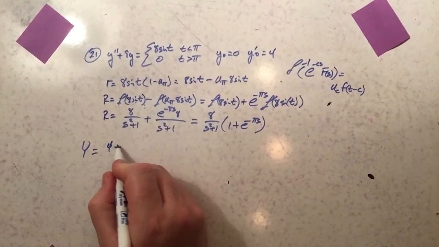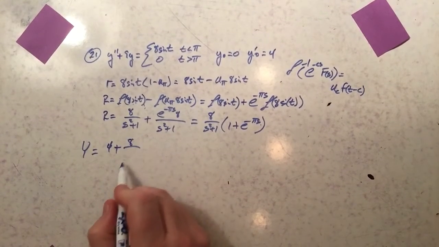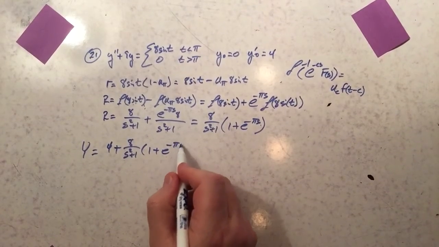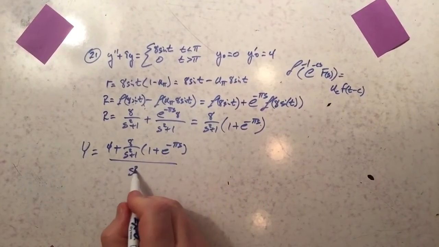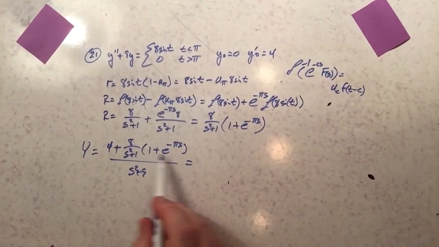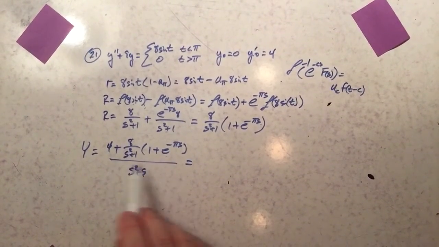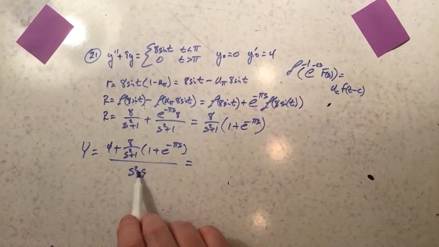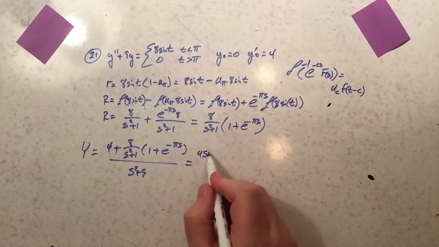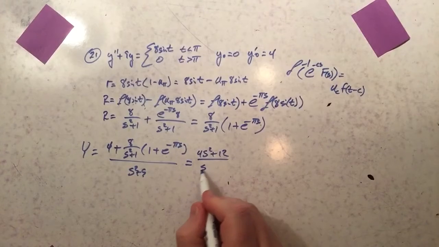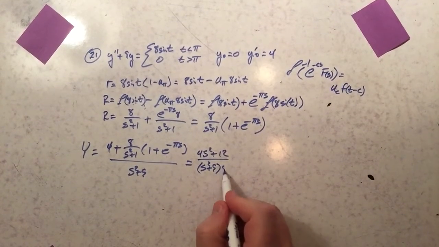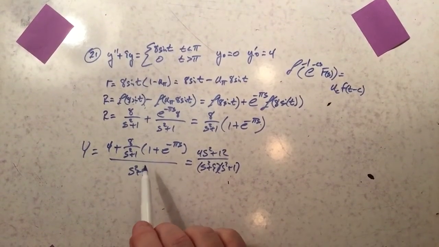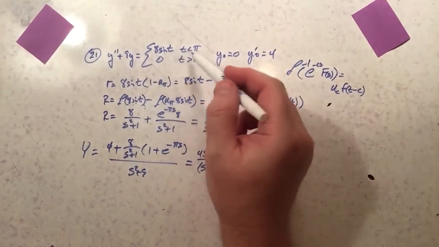It was 4 plus this guy, 8 over s squared plus 1 times 1 plus e to the negative pi s, and then the whole thing was over s squared plus 9. And I'm actually going to expand this out again because there's a whole part of this that doesn't have the pi s, and there's another part that does, and we want to separate it into the two. The first part's the same as it was before. It's 4s squared plus 12, and that's over s squared plus 9, s squared plus 1, and that's identical to what we had before when we solved basically the top half of this separately.